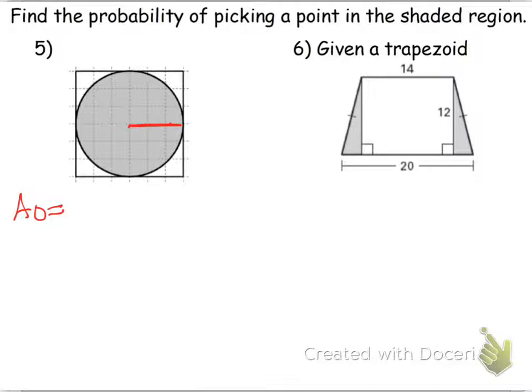Well, I'm just going to count these units here in this graph. So it'd be 1, 2, 3. So my radius is 3. So that would be pi 3 squared. So that'd be 9 pi.